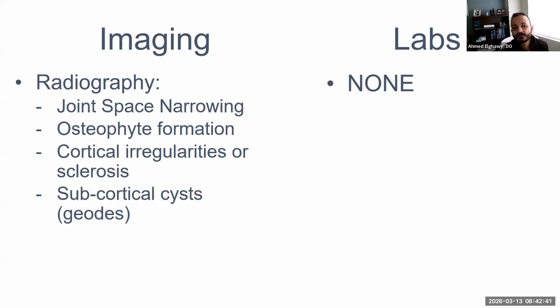When it comes to labs, there are really no labs that we typically check routinely to diagnose rheumatoid arthritis, not rheumatoid, to diagnose osteoarthritis. It is typically a clinical diagnosis, but you can use X-rays to confirm your diagnosis.